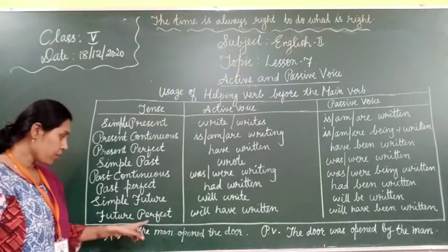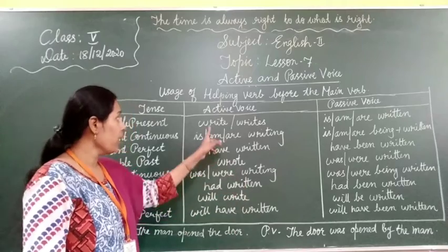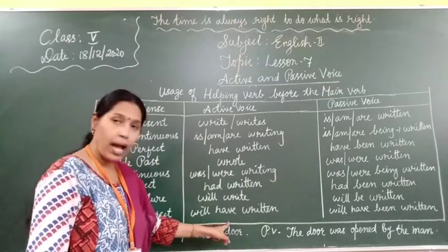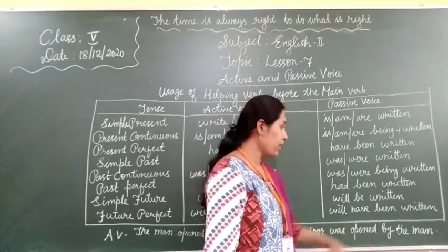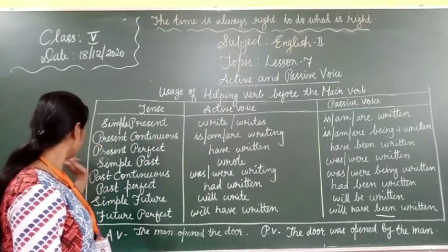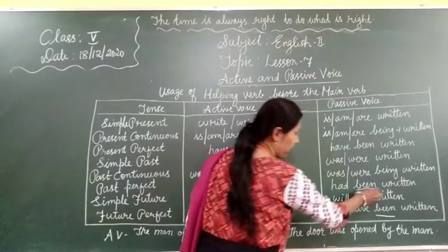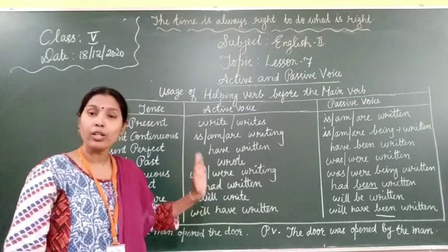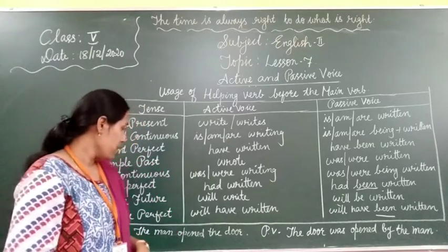Next, future perfect. In active voice, will have written. What is the future perfect tense in active voice? Will have written. And in passive voice, will have been written. This be should be added in future perfect and past perfect. Okay, this be should be there. Okay, children, so you have to learn this form, then only you will be able to convert active voice into passive voice.